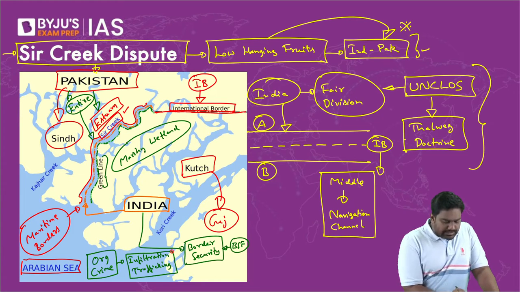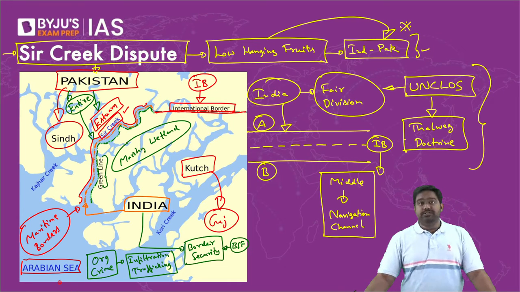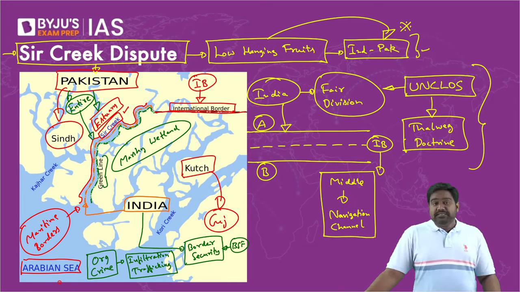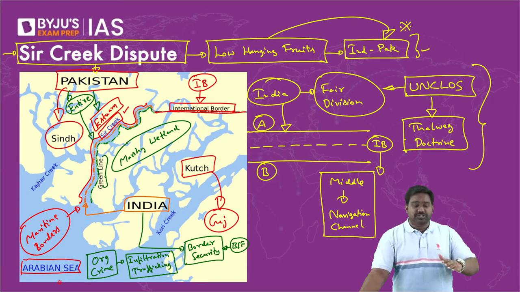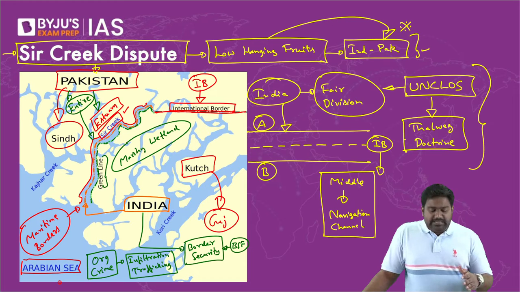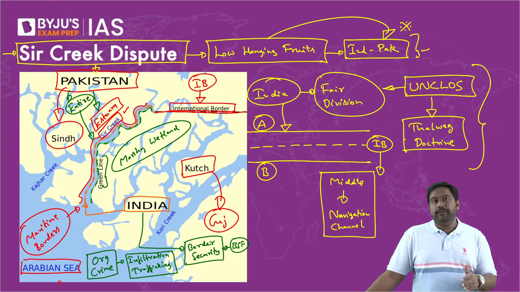Several drug cartels use the route to smuggle drugs. They even push weapons from here. Right? Even human infiltration has been noticed. So BSF is facing a very big challenge in terms of border security, and hence India wants this boundary to be settled so we can better secure this area.